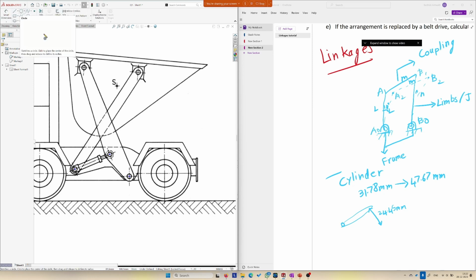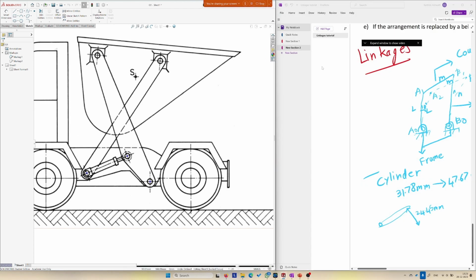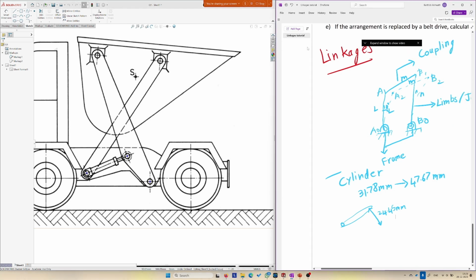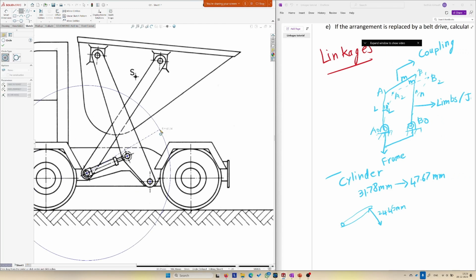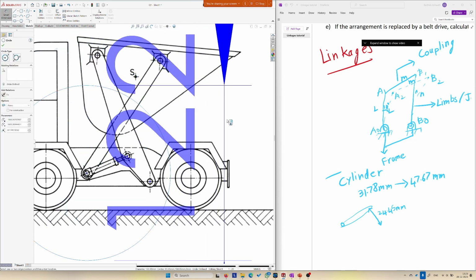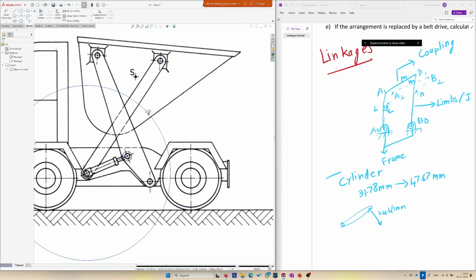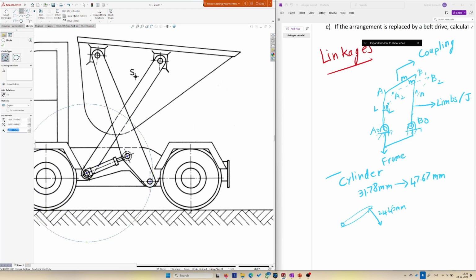Okay. So the first step is to make a circle with the center as A naught. This is the A naught point, and radius as 47.67 millimeters. Sorry. Make some circle. Smart dimension. It's too big. So I will set the radius as 47.67.